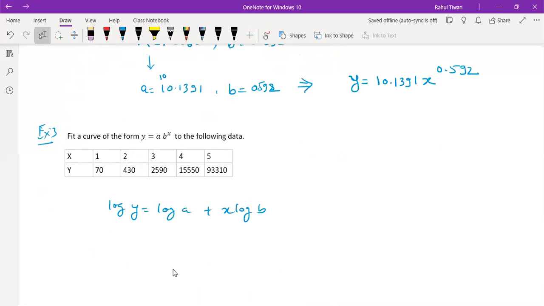We calculate that, meaning taking log on both sides. So this is your capital Y, this is capital A plus x times this is capital B. So again, this is the equation of your linear equation. So the normal equations will be summation of capital Y is n times capital A plus B times summation of x. Okay.